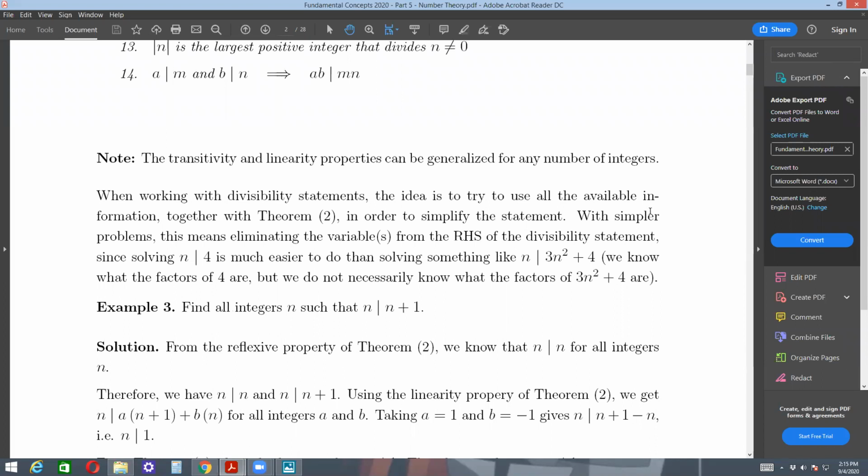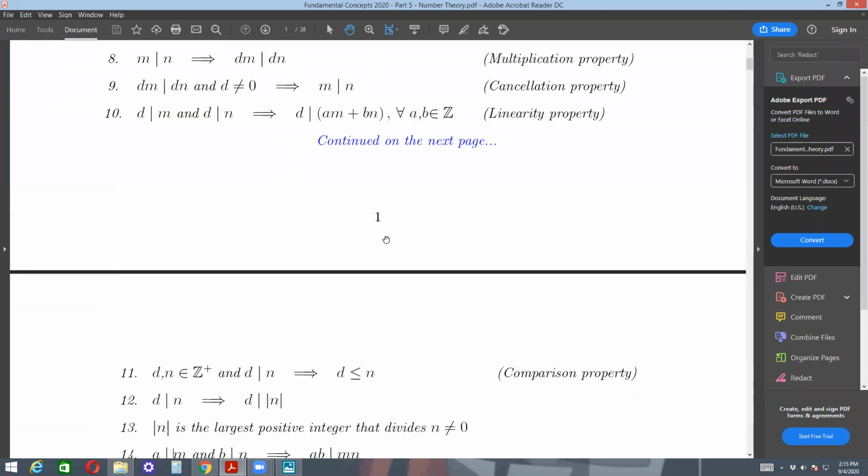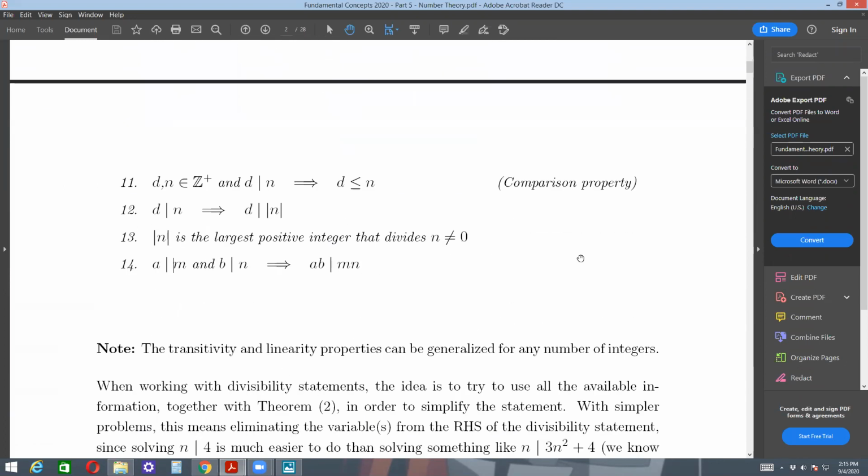Okay, so just a note here, when we're working with divisibility statements, the idea is to use the available information together with all of these properties up here. Most often, you're going to use properties 5 and 10, the linearity and the reflexive. Now, for more complicated problems, the comparison property is actually pretty useful. Sometimes you could use this in situations where it simplifies the problem a lot, but it's not obvious that you need to use it. So always be on the lookout for this.